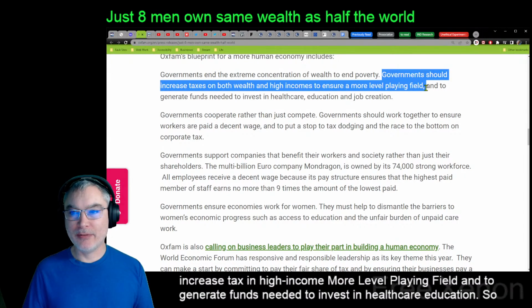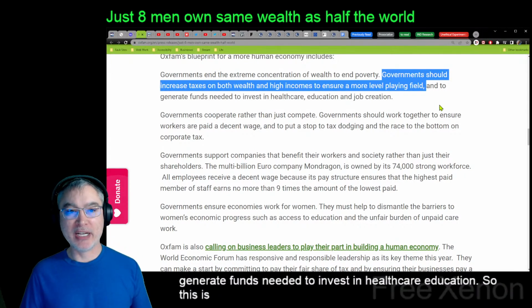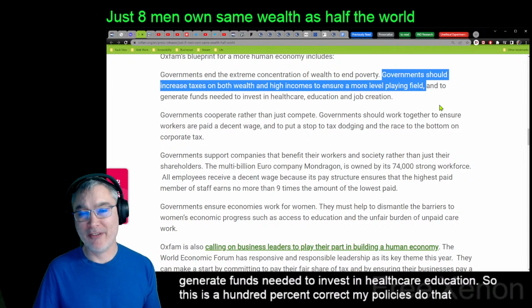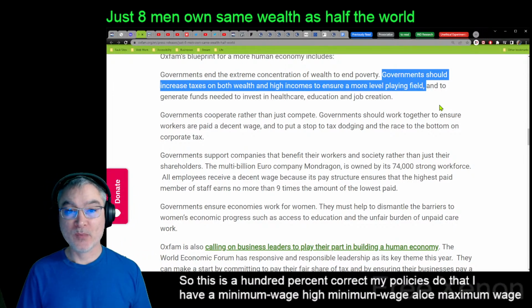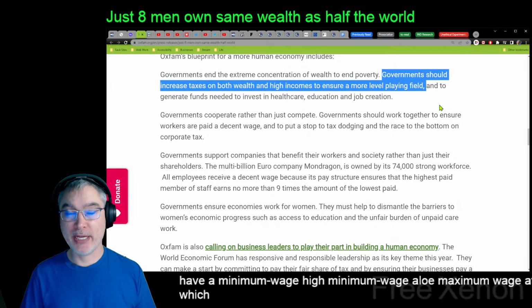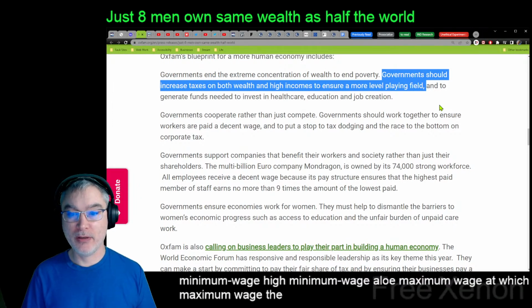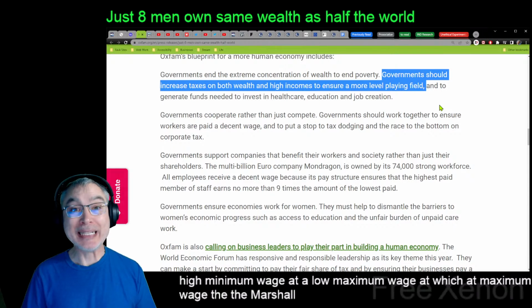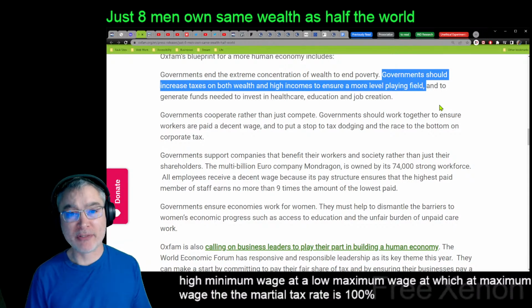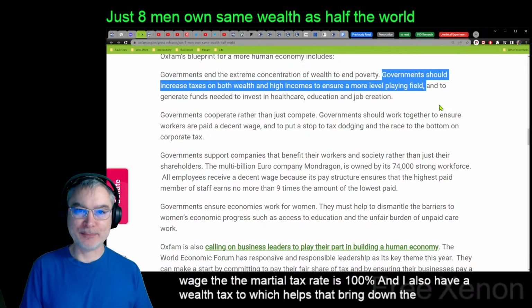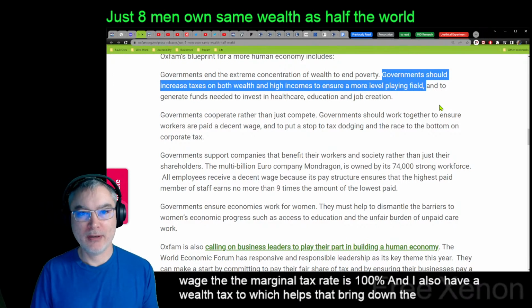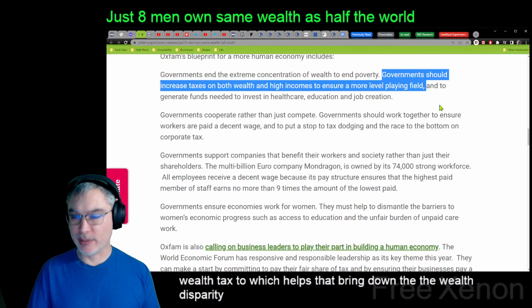So this is 100% correct. My policies do that. I have a minimum wage, a high minimum wage, and a low maximum wage, at the maximum wage the marginal tax rate is 100%. And I also have a wealth tax too, which helps to bring down the wealth disparity. And that's true. That's exactly what we need to be doing there.